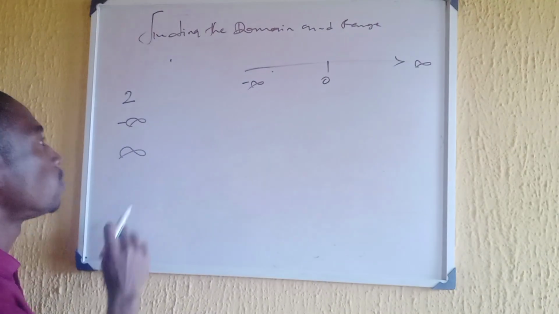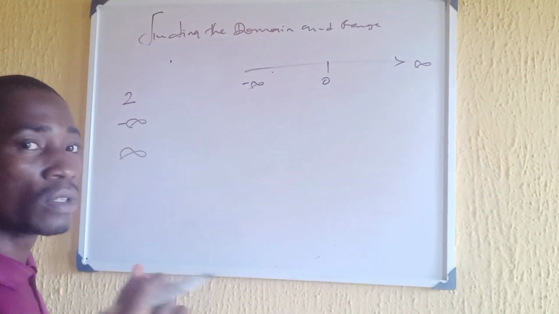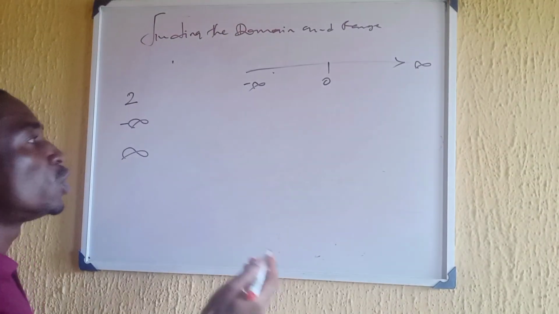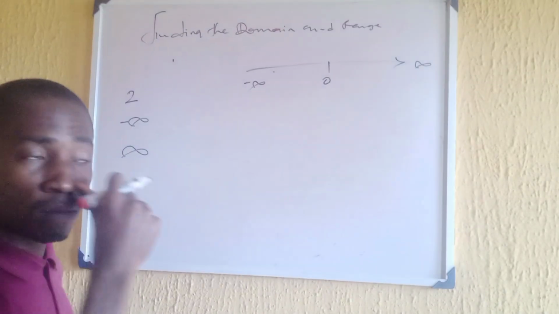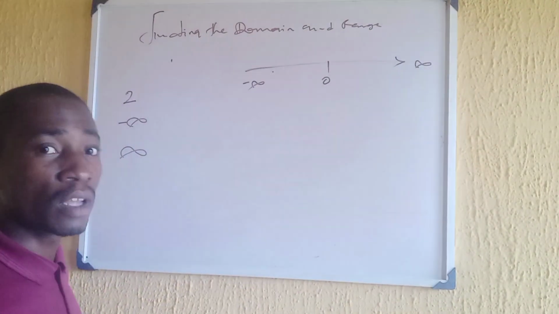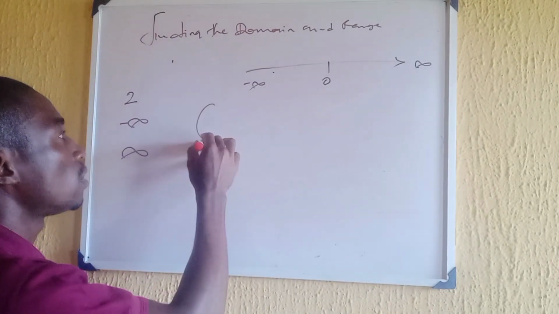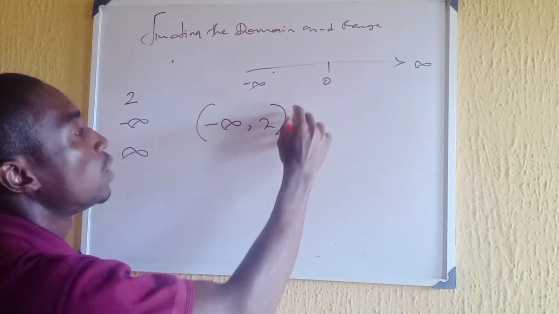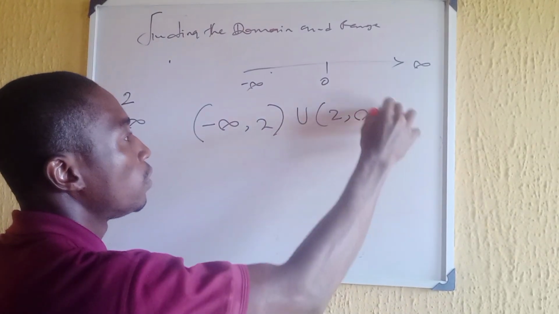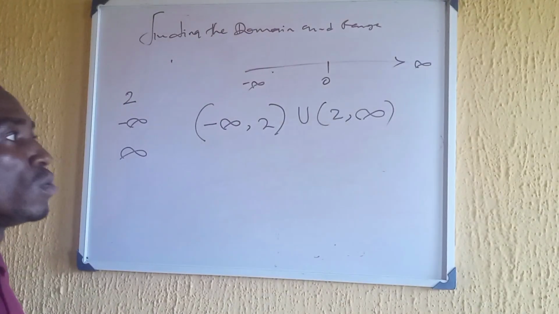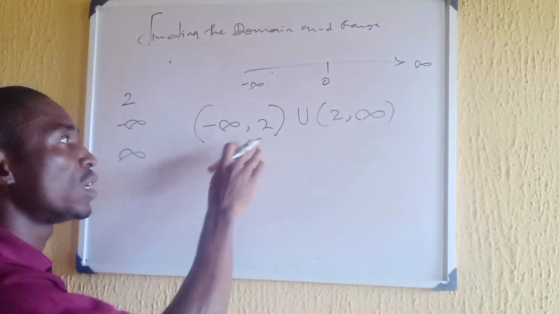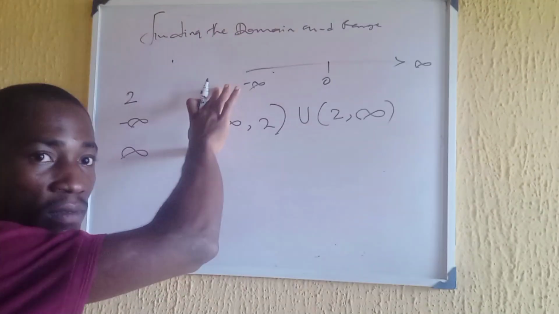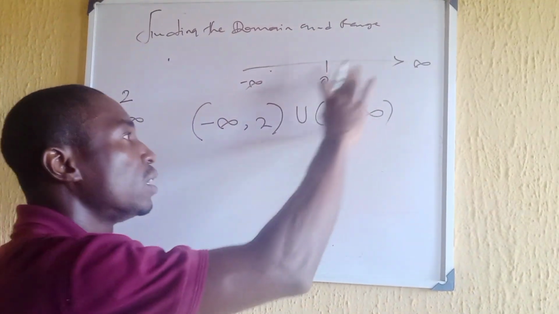Now let's assume that 2 is not part of our domain. How do we express it? Now, using brackets, we have the normal brackets, we have the square brackets. We would say negative infinity, comma, 2, union 2, comma, infinity. So we had to split it into 2 because that's the only possible way to show that 2 is not part of the domain. You will see that I used normal brackets here, here, and here.